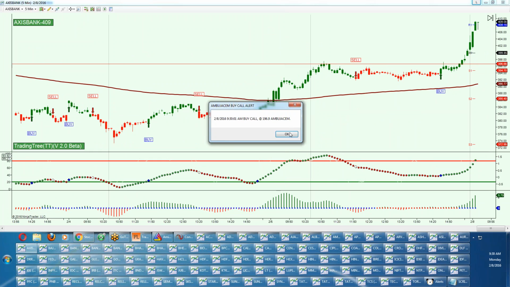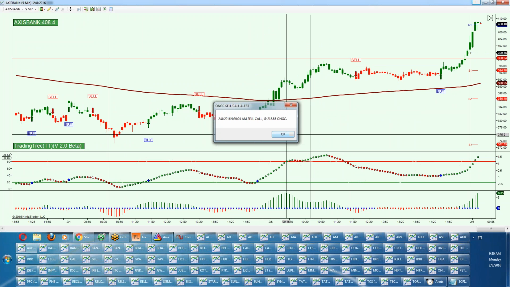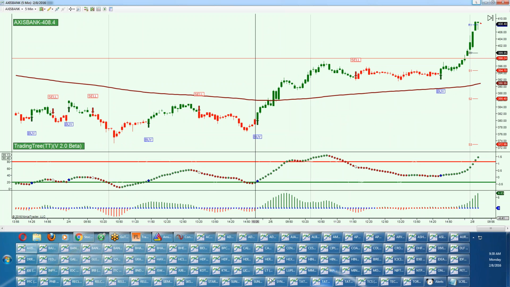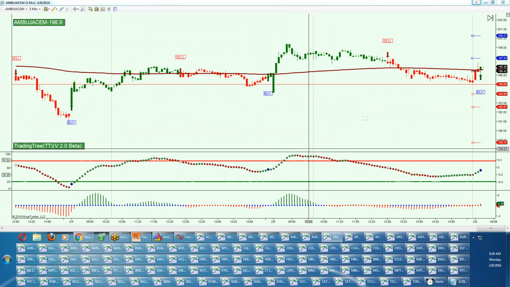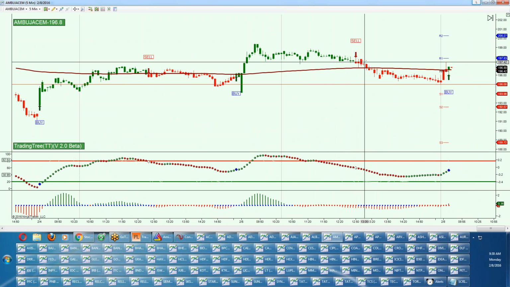So we have a buy in Ambuja Cement, sell in Petronet. Siemens is a buy, ONGC is a sell. So Ambuja Cement, let's go to Ambuja Cement. So that's a buy call here. So we will wait or we can buy at 197.50.